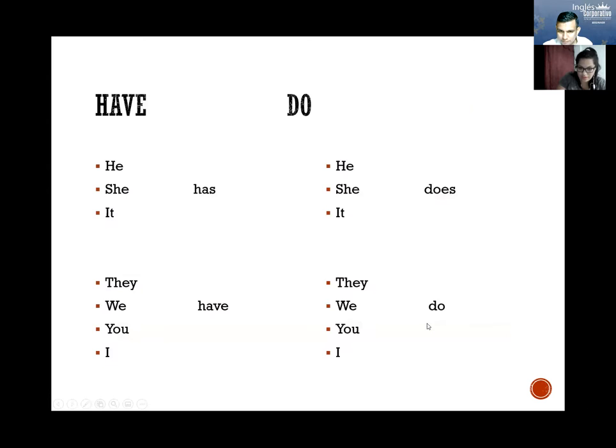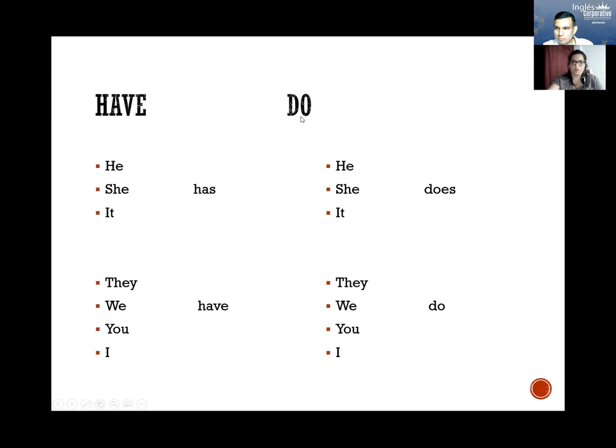Vamos a proseguir. También tenemos los verbos especiales. Estos verbos son have and do. Por ejemplo, have, cuando lo utilicemos con he, she, it, será has. Y cuando lo utilicemos con they, we, you, and I, será have. Para decir, ella tiene, she has. Para decir, nosotros tenemos, we have.